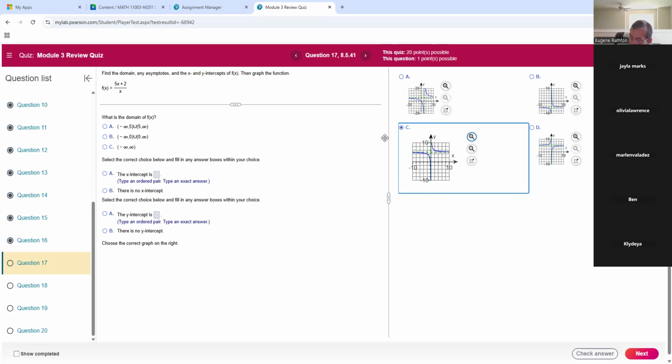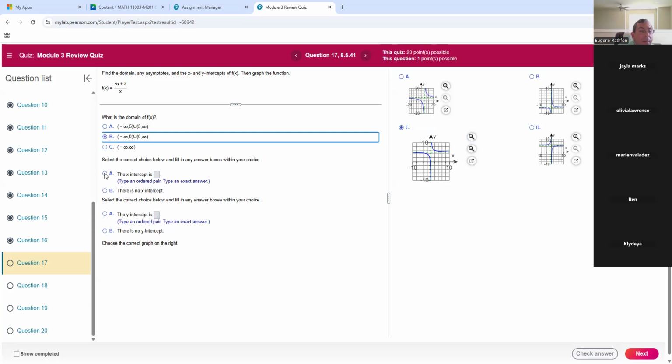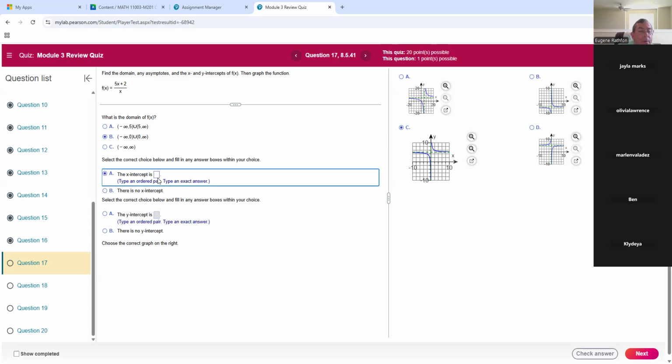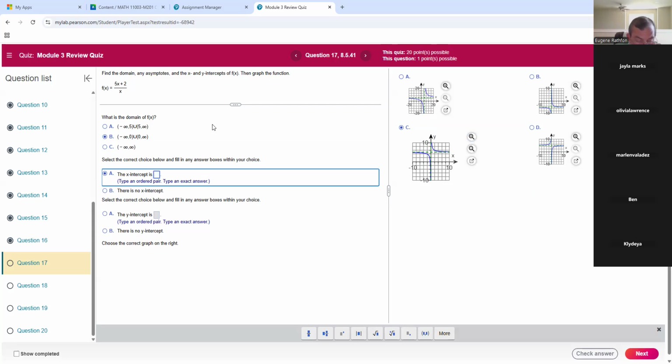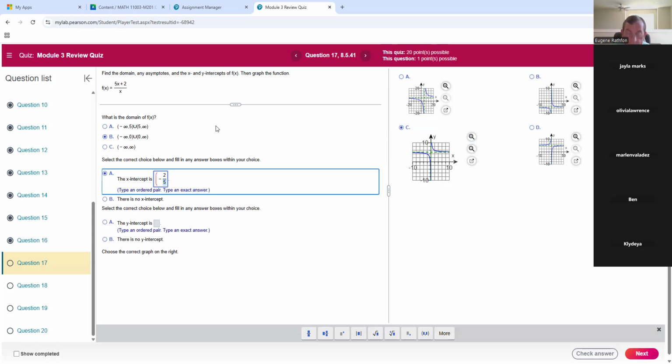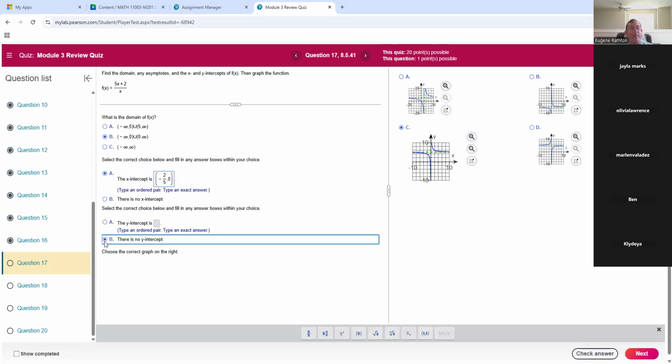So let's pick this. Negative infinity to 0 was our domain, so that'd be B. The x-intercept was parentheses, negative 2/5, comma, 0. And then there was no y-intercept because we said that was undefined. So put them three in, and then pick your graph and then hit next.